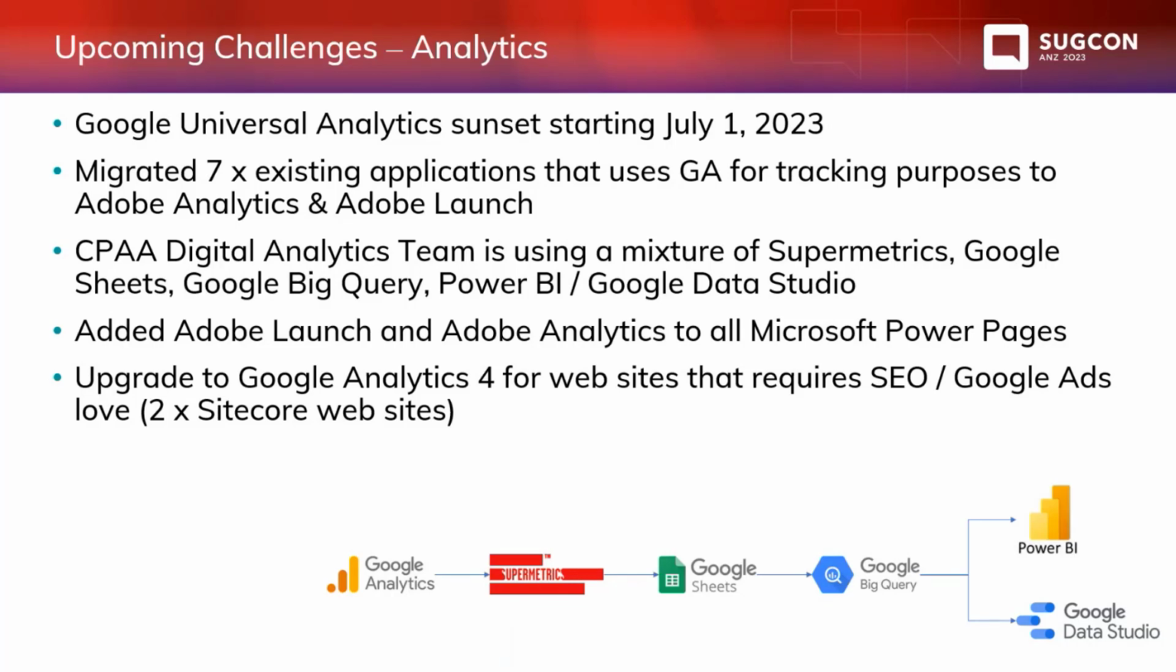We have also added Adobe Launch and Adobe Analytics to all our Microsoft Power Pages as well. That was tricky because we had around 20 Microsoft Power Page applications. And we also upgraded to Google Analytics 4 for our websites that require some SEO and the websites that actually serve Google Ads as well. So those are actually our two cycle websites. We upgraded Universal Analytics to Google Analytics 4 on those. We're using only a really light tracking mechanism just because of SEO, so we're not doing deep tracking using Google Analytics in there.